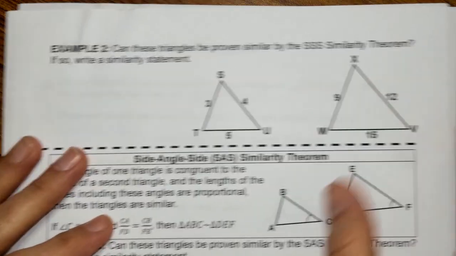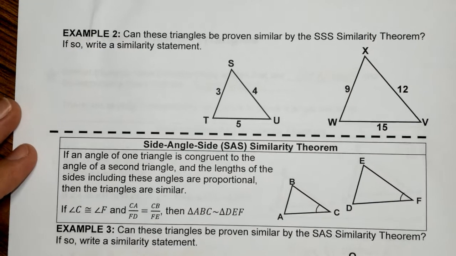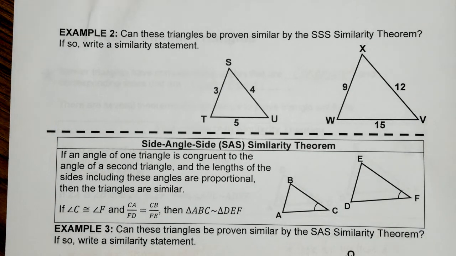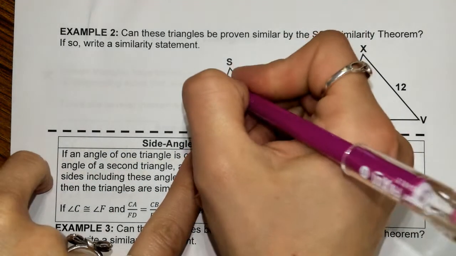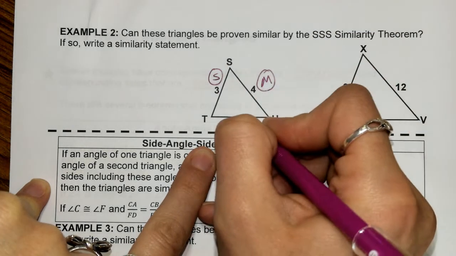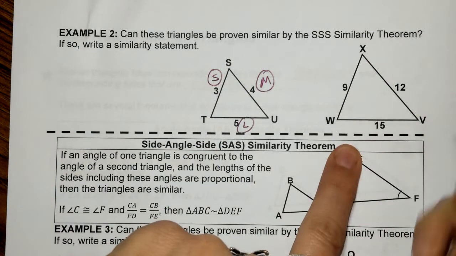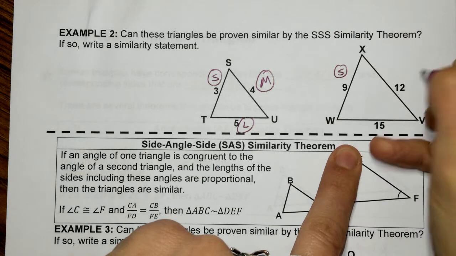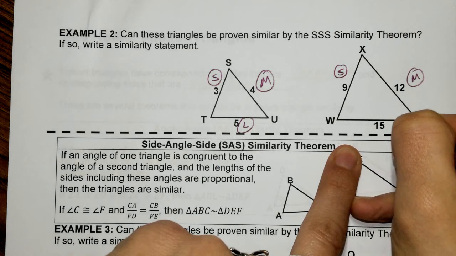This is where in my notes on my video and in my classes, I labeled small, medium, and large. We want to know, can they be proven by SSS similarity? If so, write the statement. So we're going to go through and let's go ahead and find on the first triangle right here, let's find our small side, our middle or medium side, and our large side. Over here, same thing. Here's our small, here's our medium, and here's our large.